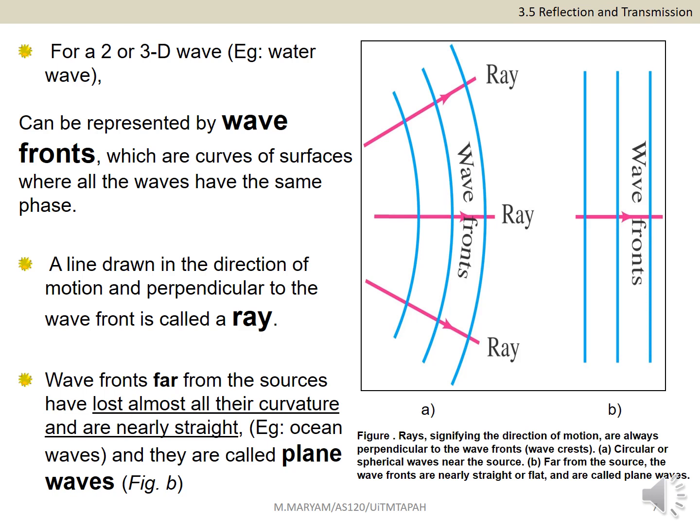So wavefront far from the source. When the wavefront is far from the source, for example, this is our source, then it becomes far away and has lost all its curvature and is nearly straight. As you can see, when the waves are far away from the source, they become straight. For example, ocean waves, and we also call it a plane wave, as in figure B.